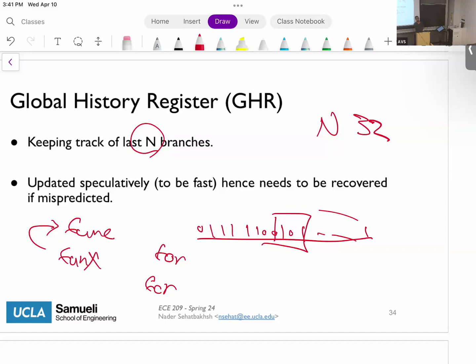Yeah. So when you say last n branches, is it any branches? Any branches. This is global. So across the board from this particular application, here's the last n branches, and here's the outcome of those last n branches. We're going to store it into this GHR register. Okay.